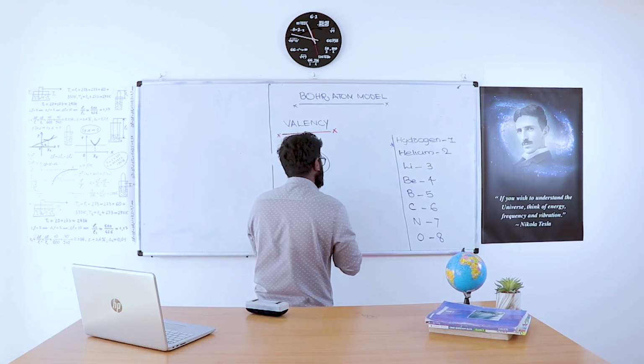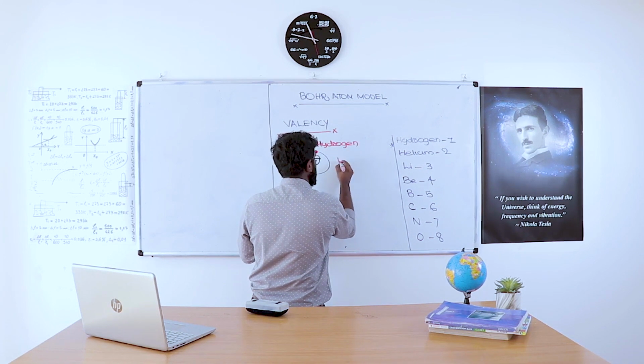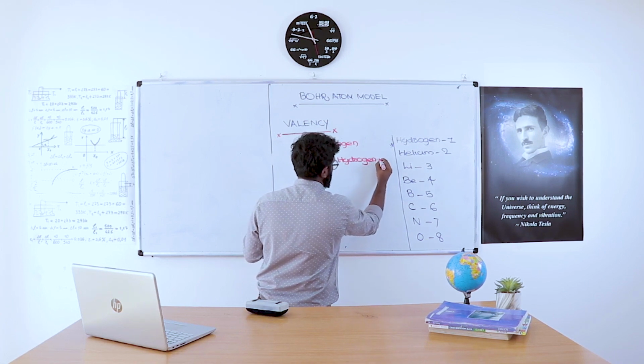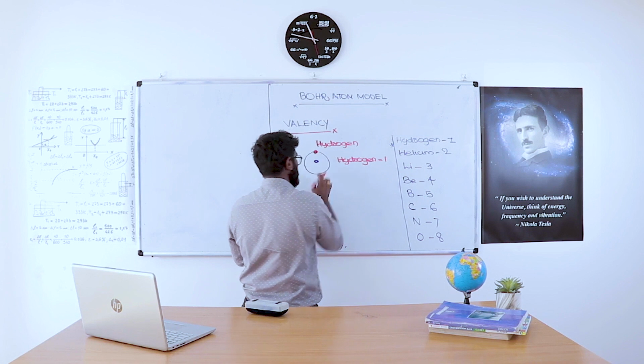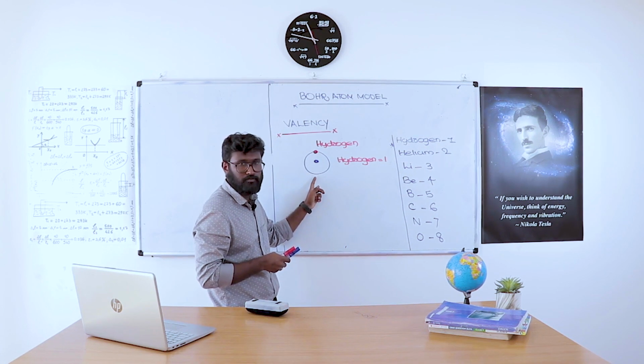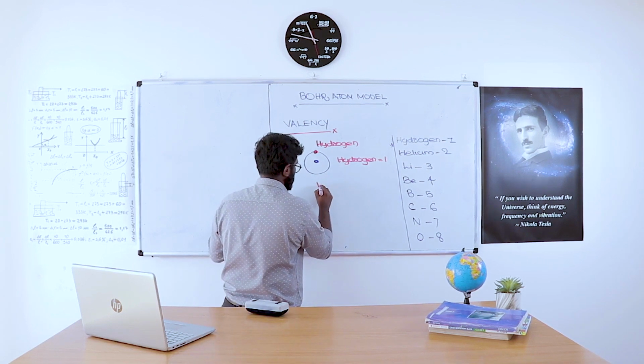So the valency of hydrogen is equal to 1, because 1 is needed to complete the outermost shell. So what about the helium atom? What about the helium element?